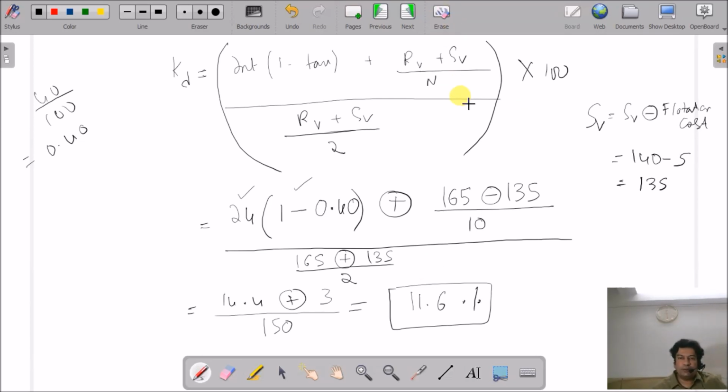Two concepts which we have covered are cost of preference share capital and cost of debentures.